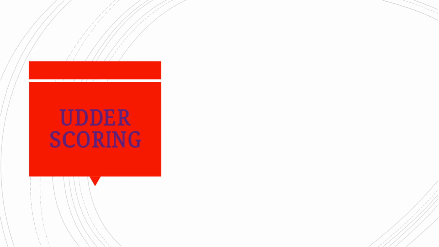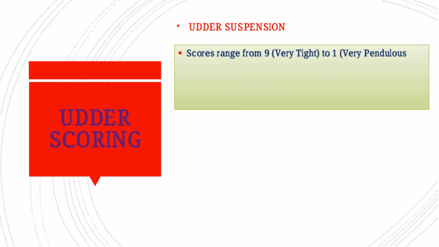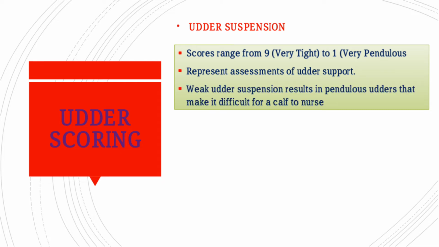The second is udder scoring. Udder scoring is mostly determined in dairy cattle in two ways. One is udder suspension, from the suspensory ligaments. The udder score ranges from 9, very tight, to 1, which is very pendulous. It represents the assessment of udder support, and weak udder suspension results in pendulous udders that make it difficult for a calf to nurse. It also makes mobility difficult.